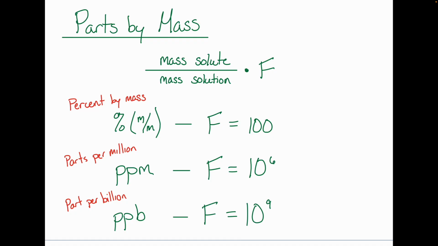Okay, so all of these fall under this umbrella of parts by mass. A percent by mass is when we take grams of solute over grams solution, multiply by 100, simple percentage, all right? Or we could change that value of f if we're talking about really small quantities. Parts per million would be grams of solute over grams solution times 1,000,000. And parts per billion, grams of solute over grams solution times 1,000,000,000.